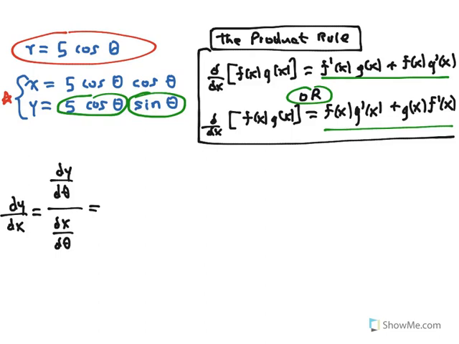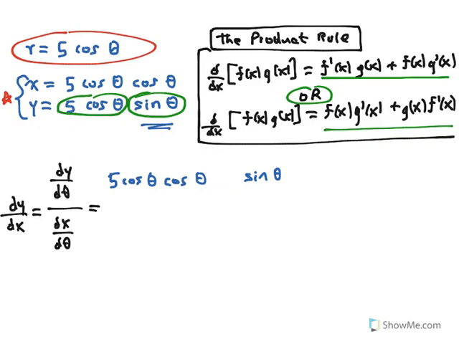So to find dy d theta, we use the product rule. So it is the first function times the derivative of the second. So we will have 5 times cosine theta multiplied by the derivative of sine theta, which would be cosine theta, plus the second function, which is sine theta, multiplied by the derivative of the first function. The derivative of 5 times cosine theta is negative 5 times sine theta.